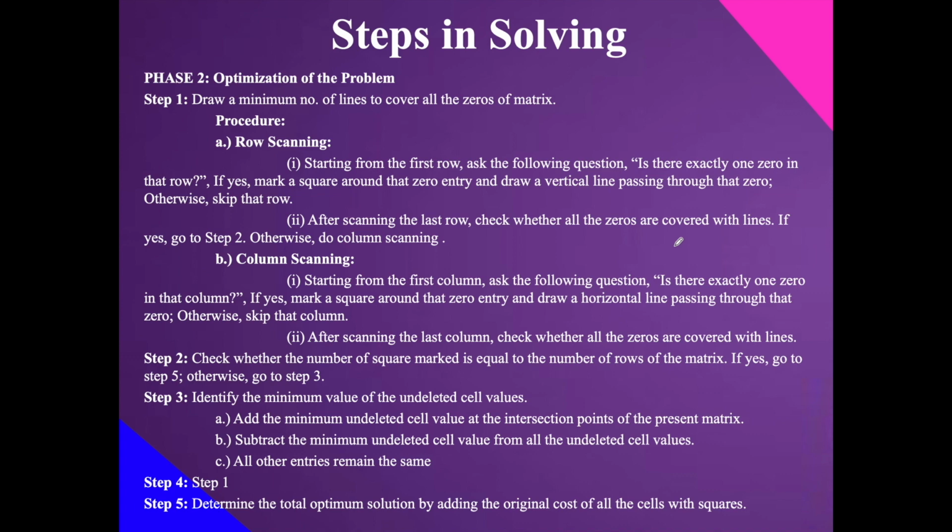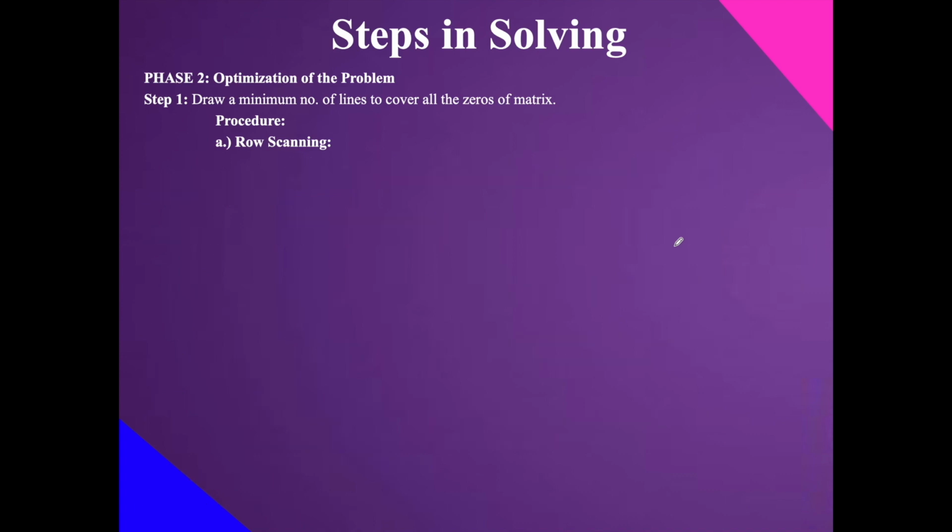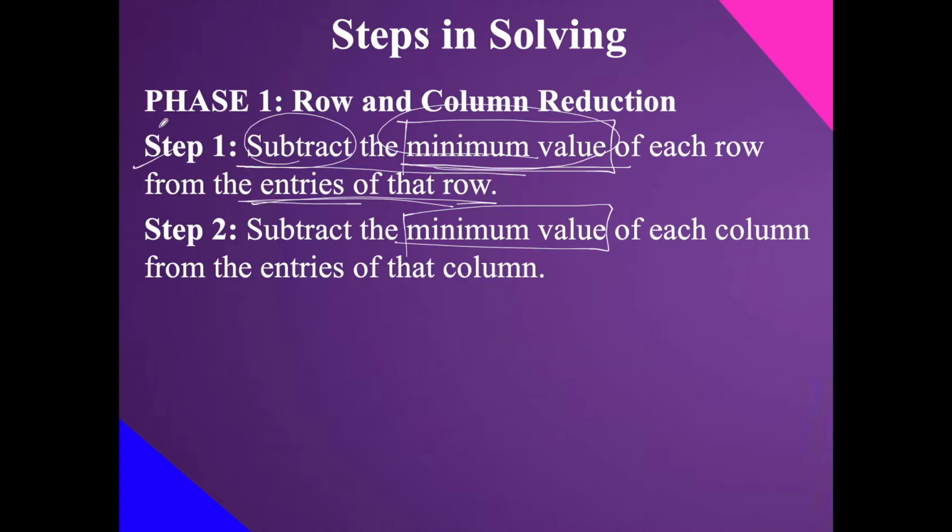Balikan natin yung steps, no? Check natin kung okay na tayo doon para maka-next na tayo. So, okay na tayo ng step 1 kanina. Subtract the minimum value of each column from the entries of that column. Nagawa na natin to. Meaning to say, we're now all done with the phase 1 ng ating steps in solving. Proceed na tayo ngayon sa phase 2. Pinakauna, sabi niya sa phase 2, no, optimization na ito ng problem. Kumbaga, yung phase 1, prepare pa lang natin yung data. No, preparation pa lang. Phase 2 natin, sabi niya dito ng step 1, draw a minimum number of lines to cover all the zeros of matrix.